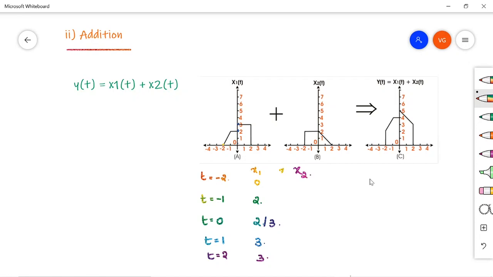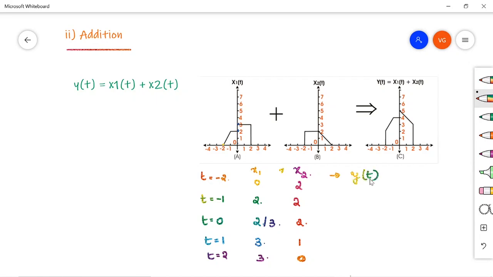At t is equal to minus 2, I have the amplitude as 2. At t is equal to minus 1, again 2. At t is equal to 0, I have again 2. At t is equal to 1, I have 1, and at t is equal to 2, the amplitude is 0. Right. Now, see, just try to add the amplitudes to get y of t. That is x1 plus x2.